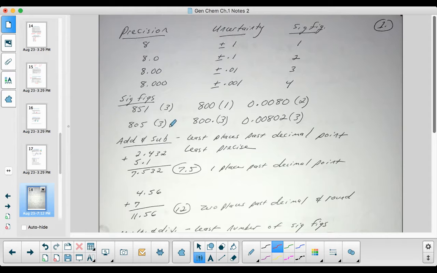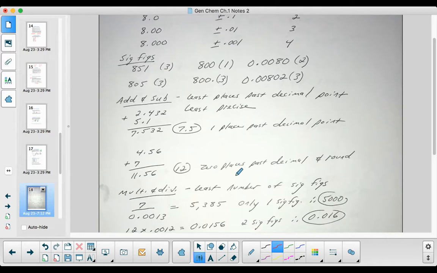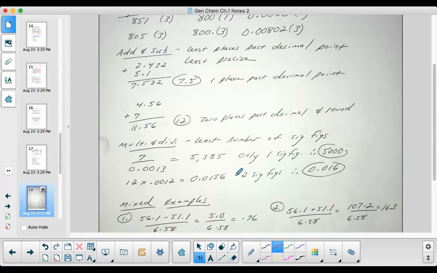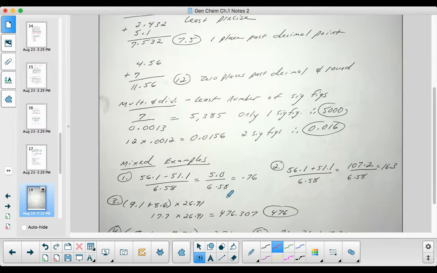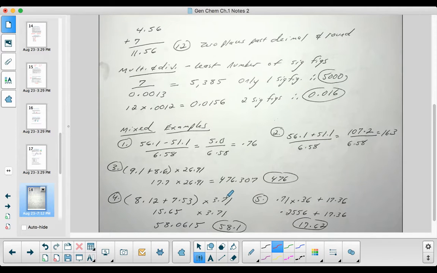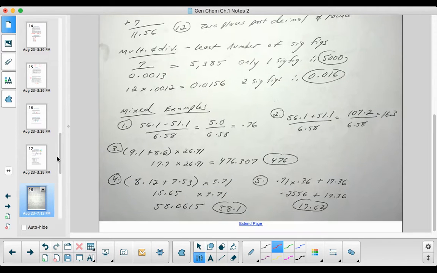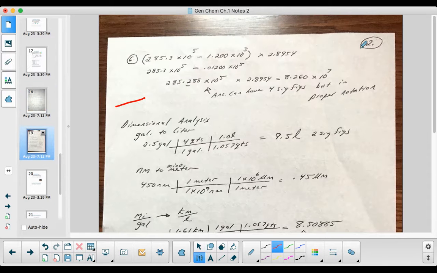I put a couple of nice little examples here of how to identify the correct number of sig figs. Then I did a couple more examples for addition and subtraction rule. And then I did some examples for multiplication and division. And then here I've done a couple of mixed examples for you as well. And I think that those would be really helpful for you. So I'm going to stop there.